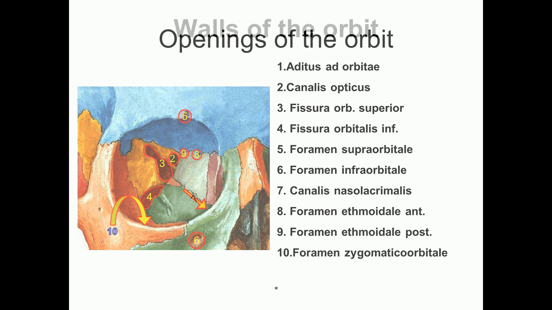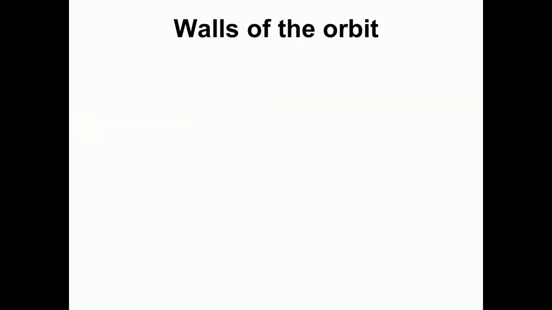Next question. Walls of the orbit. We again repeat that the orbit has the shape of a pyramid. Pyramid with 4 walls and 4 edges.